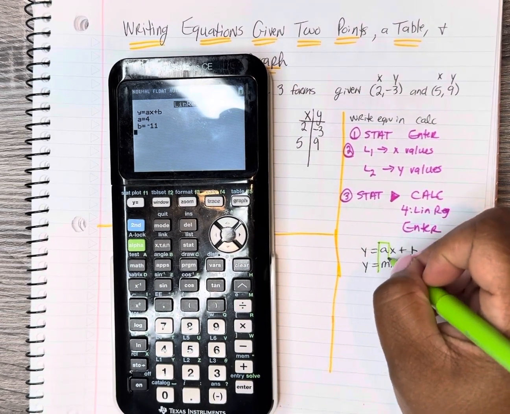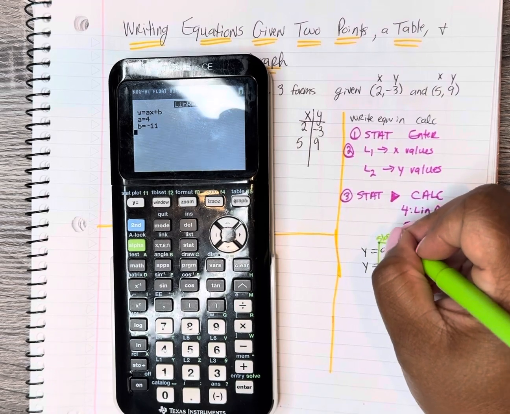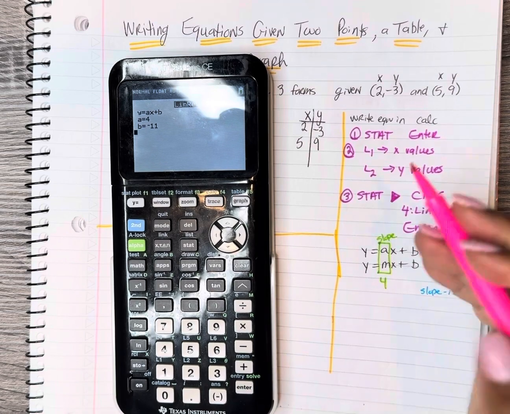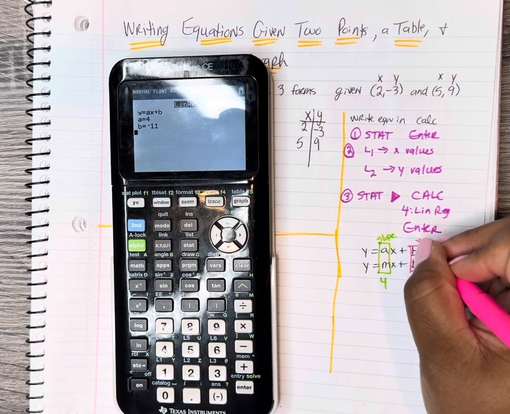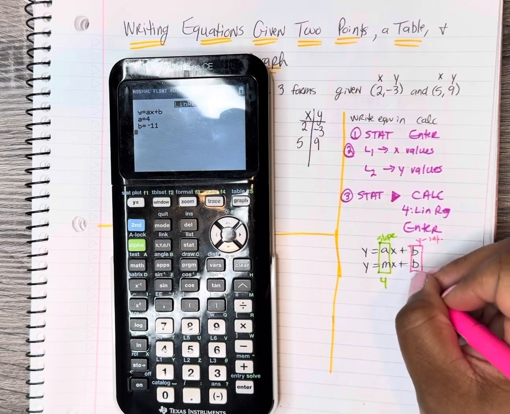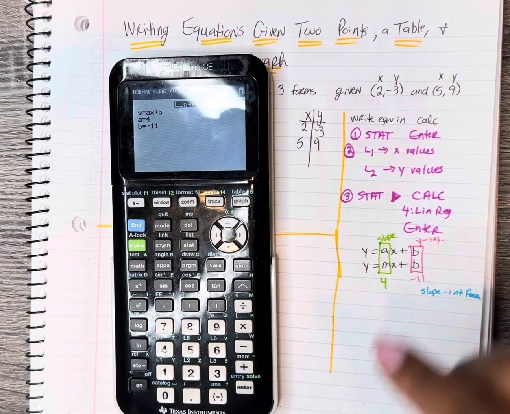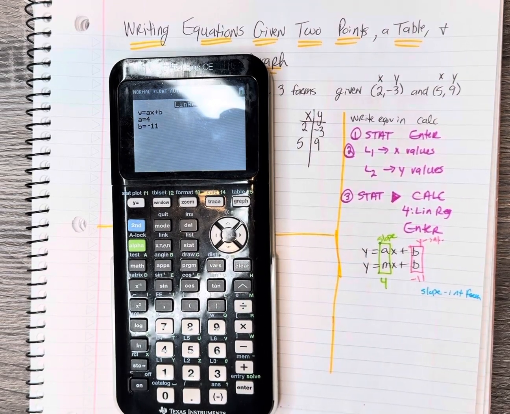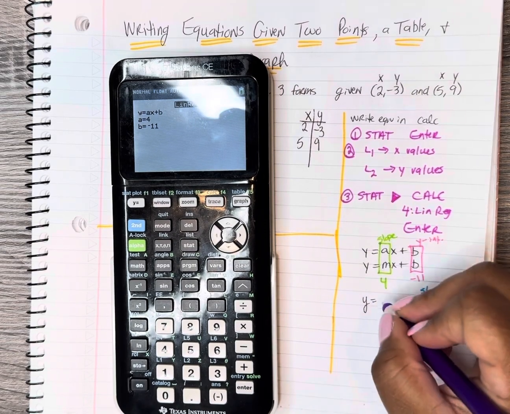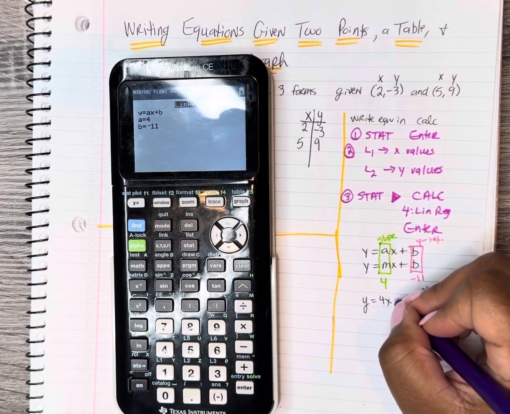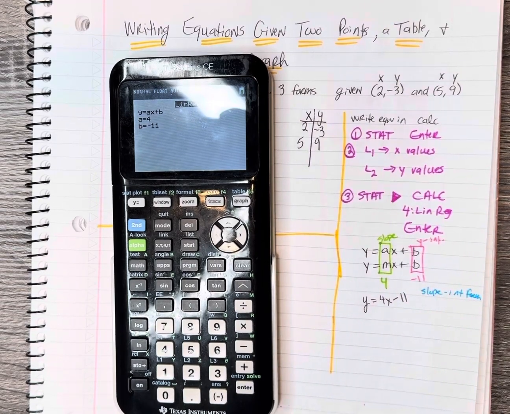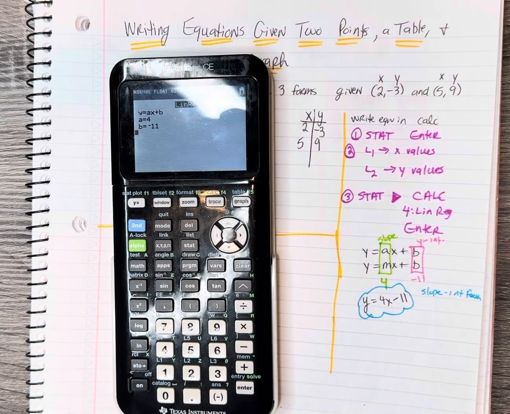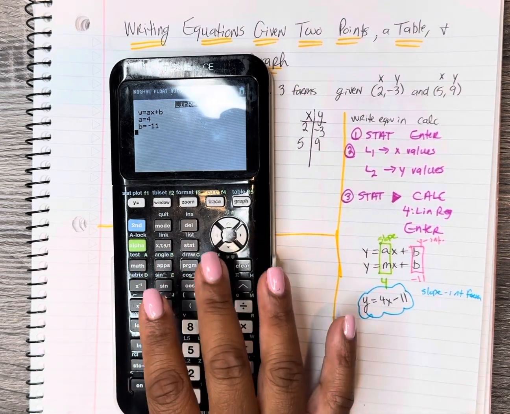Don't forget that the a tells us our slope. So in this case, it's 4. The b tells us our y-intercept, which is -11. Remember, in the y equals mx plus b form, the a and m are the same, okay? So our equation is y equals 4x. Since it's -11, we're going to say -11. And here's our equation in slope-intercept form, okay? So that's one form we can find in the calculator.